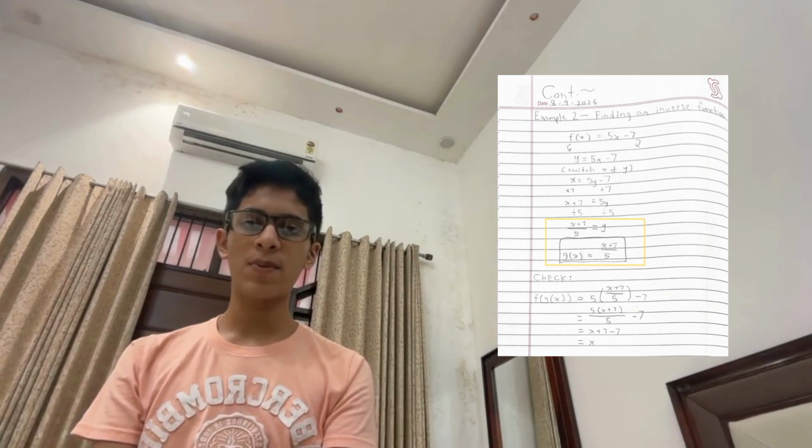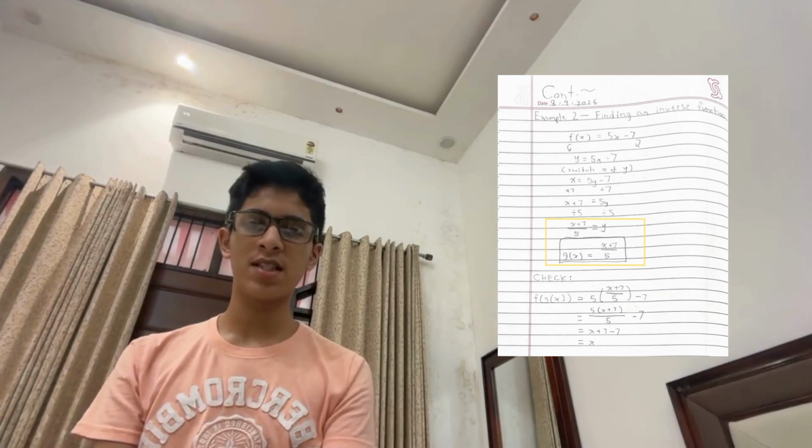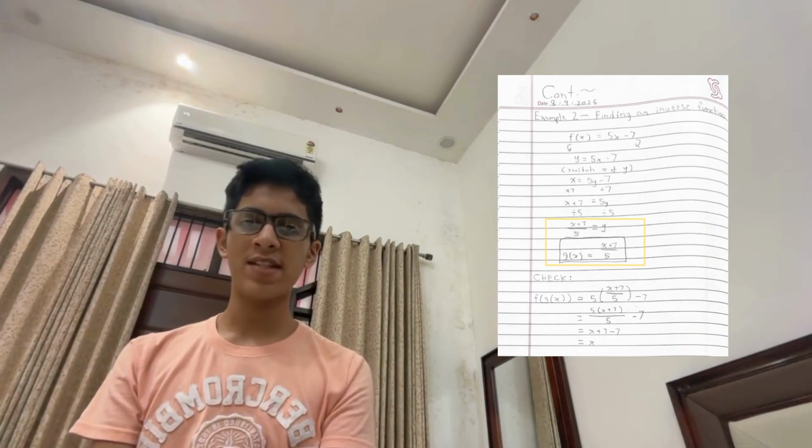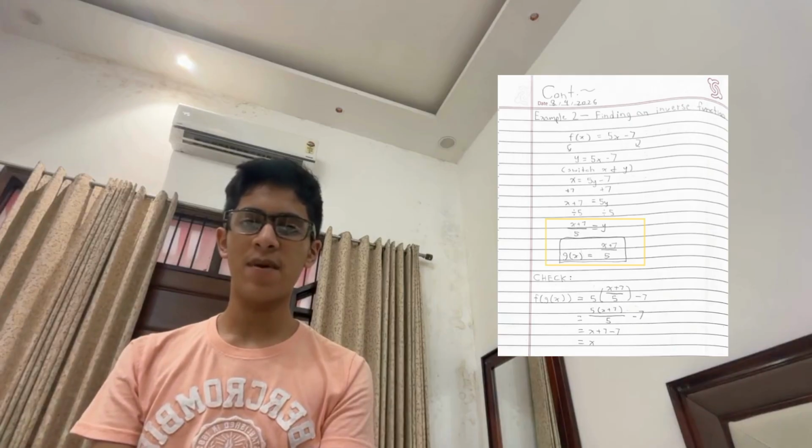Finally, I can replace y with g of x because this is the inverse function. So the final inverse function becomes g of x equals x plus 7 divided by 5.